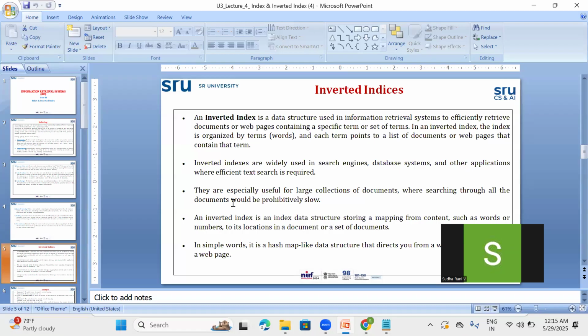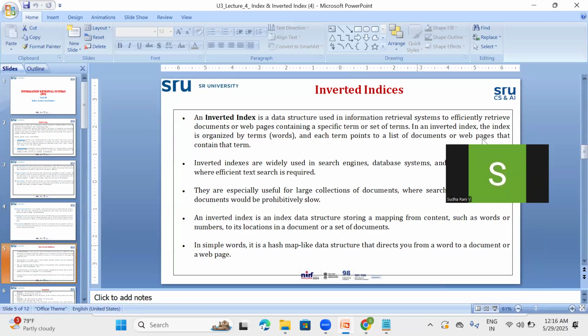Inverted indexes are widely used in search engines, database systems, and other applications where efficient text search is required. They are especially useful for large collections of documents where searching through all the documents would be prohibitively slow. An inverted index is an index data structure storing a mapping from content, such as words or numbers, to its locations in a document or a set of documents. In simple words, it is a hash map like data structure that directs you from a word to a document or a web page.